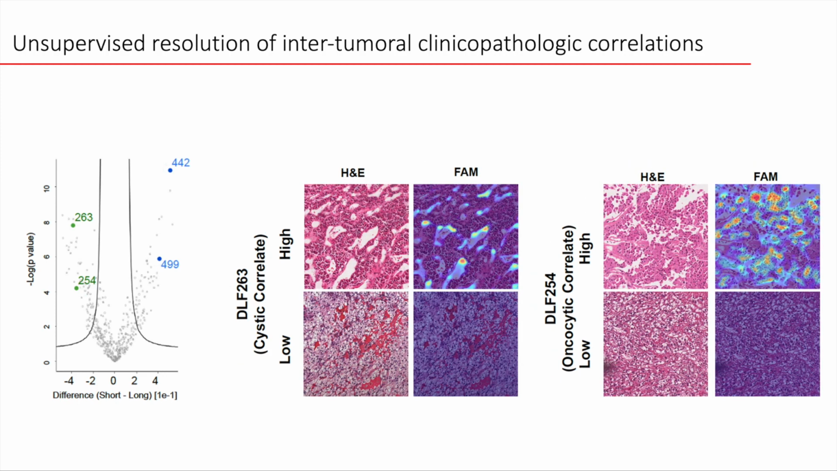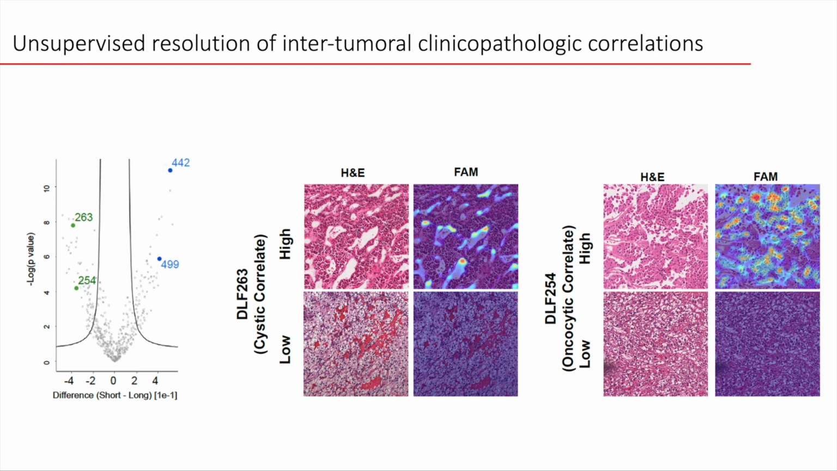We can also do the same thing for the deep learning features that showed a good prognostic outcome. So here is 263. You can see that the images that have a high feature 263 look very different than the ones that have a low feature 263. And when you look at the feature activation map, the computer is really focusing on the cystic component of the images, which again is thought to be a good prognostic marker in these tumors.